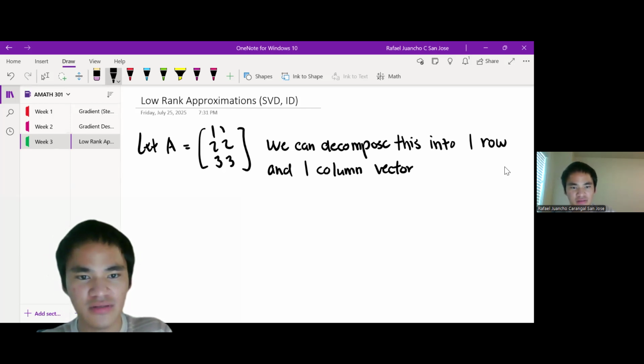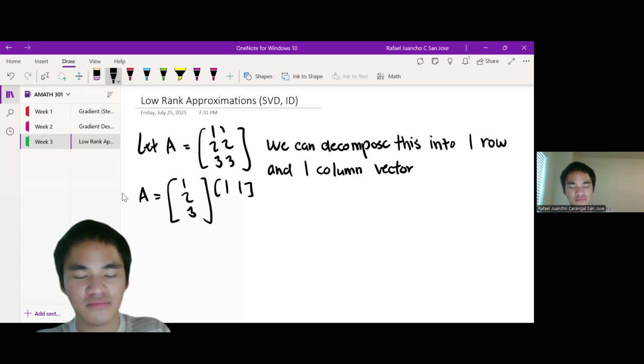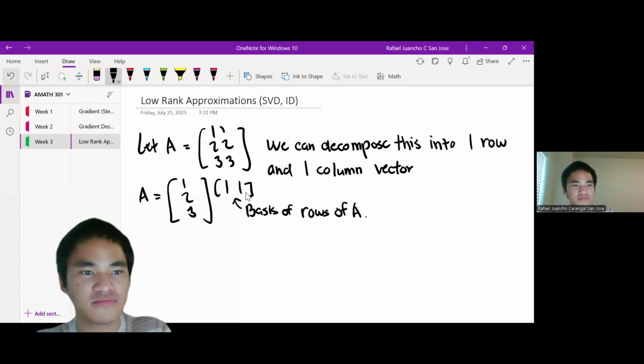Well, how do we do that? Well, let's say we have A here. Well, this is just going to be 1, 2, 3, 1, 1, and we're done, right? And so this is the basis of rows of A, right?